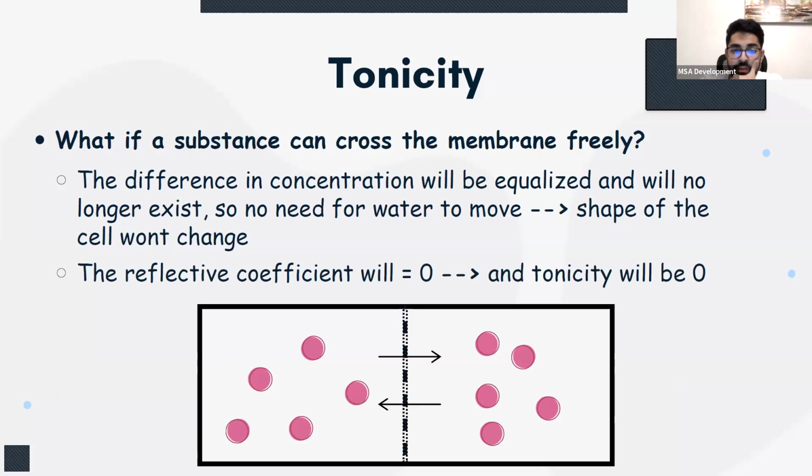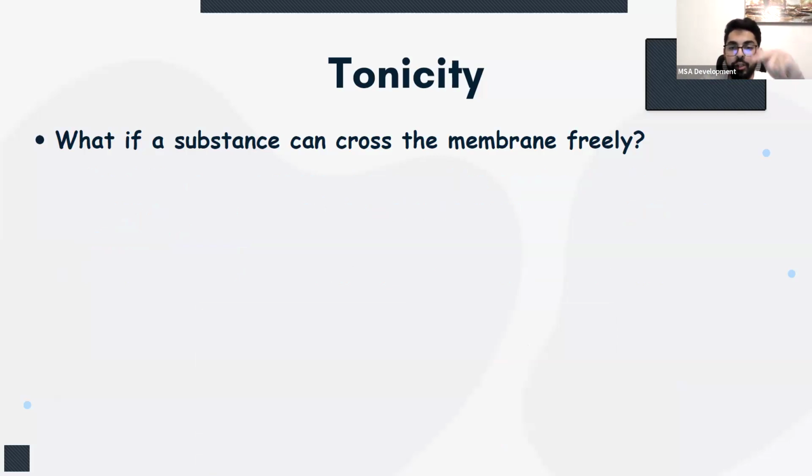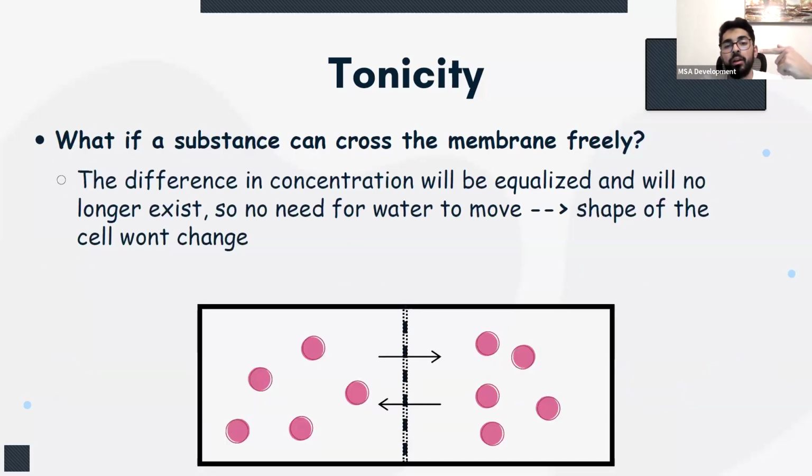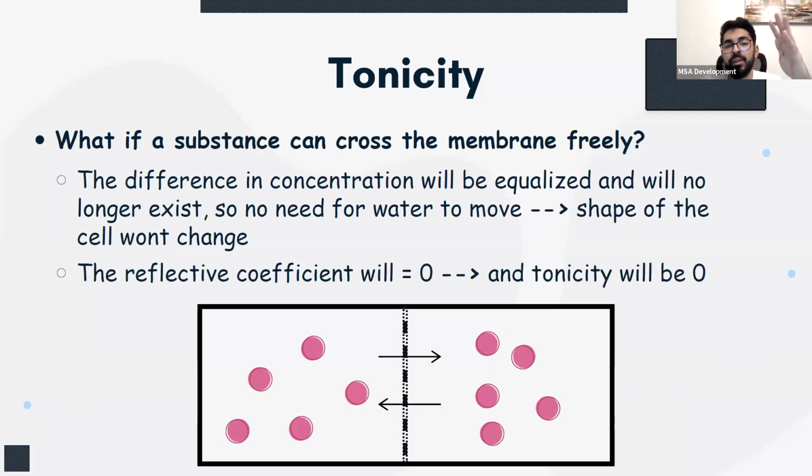And in that case, the reflection coefficient is going to be 0 because the membrane is totally permeable to that substance, and tonicity as a result of that will be also 0, okay? So we can only use non-penetrating solutes because they keep the tension sort of, and you need to have water movement in that case. But if you have a solute that can cross the membrane freely, in that case you're going to have zero tonicity because everything is going to be balanced out by the movement of that solute.